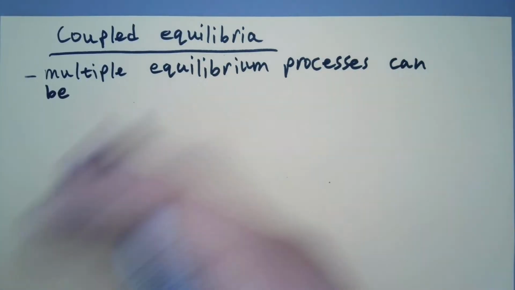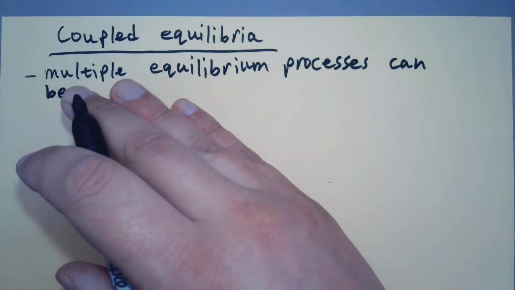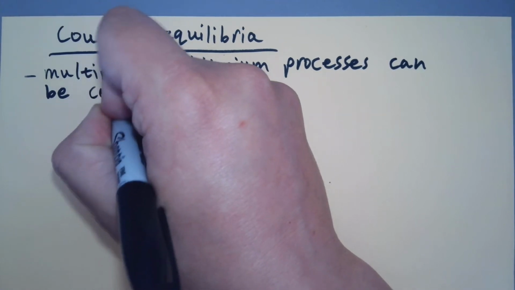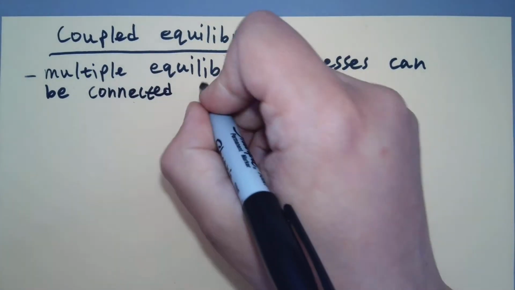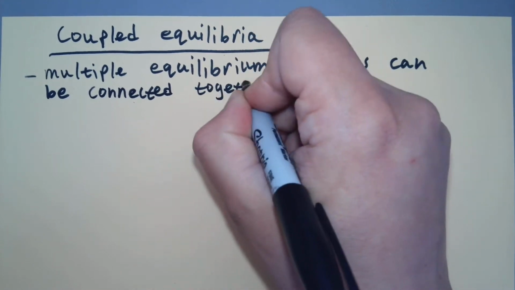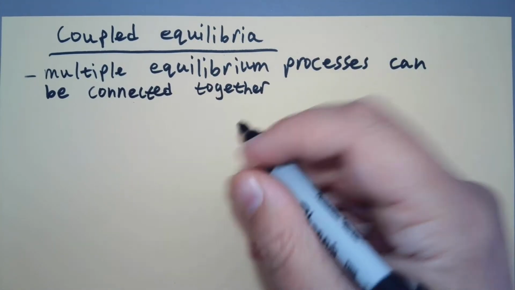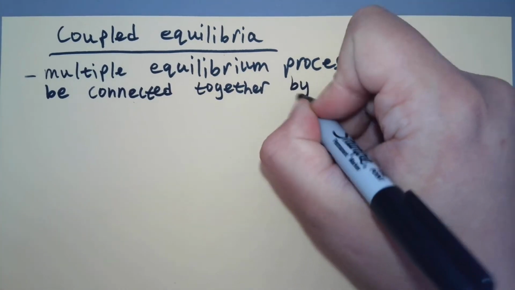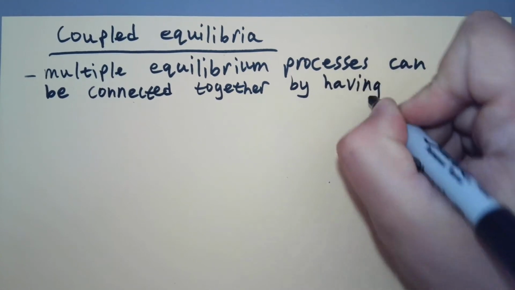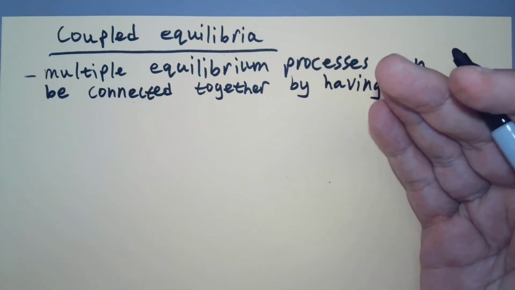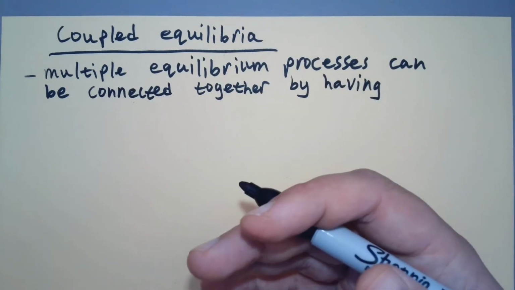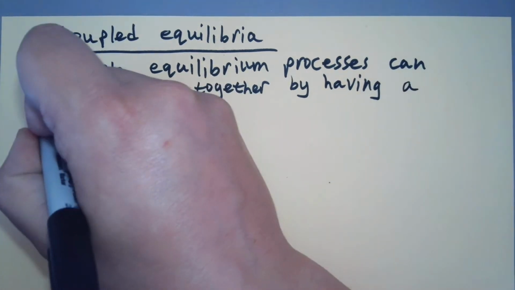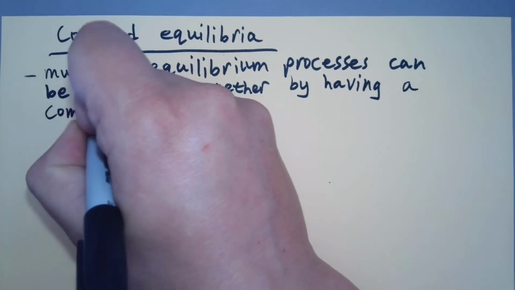So sometimes you have multiple equilibria and they're totally disconnected. They're not coupled. So how would they be connected? What would connect them together? But how, right? What could do that? And the answer is by having a chemical species in common. So if you have something that shows up in two equilibrium processes, then the equilibria are connected. So we've actually seen this repeatedly. It's just kind of been silently there the whole time.